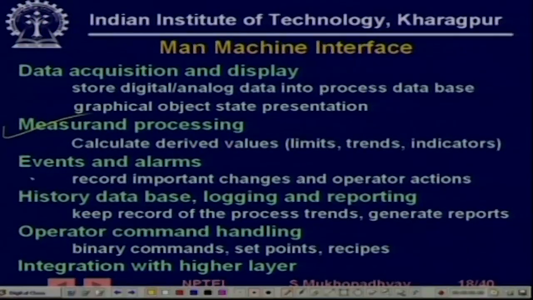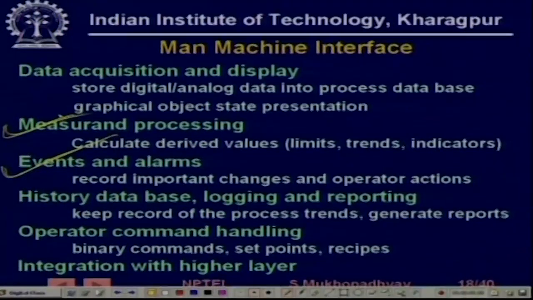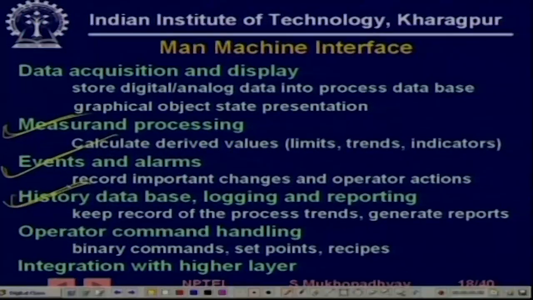Then events and alarms. It will clearly show the events and alarms, their sequences, etc. So how things are happening, what, when, which signal has reached some high or low level. All the sequence of events that are happening in the system, it lets the operator see. It maintains a history database and generates logs and reports. It also takes the operator commands and applies them to the plant.